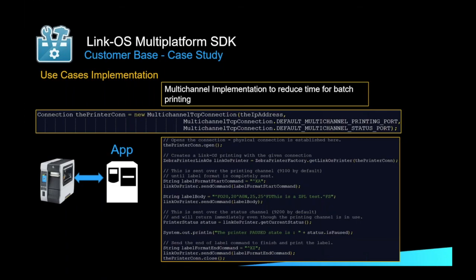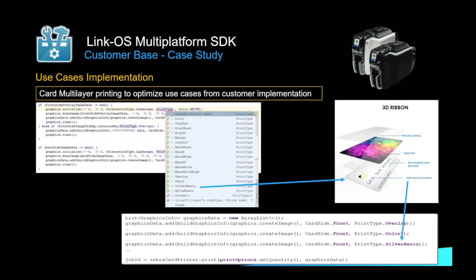The other one that I want to highlight today is the one that we have for card printers, the card multi-layer printer. It's another very nice way that our developers have been integrating our SDK to supply use cases from the market. On the right side, you see basically how the cards work. They work with different layers and with different kinds of security that need to be printed. Any of those layers are physical layers, and we are converting those to software layers. On the bottom side, you can see how we have done that.